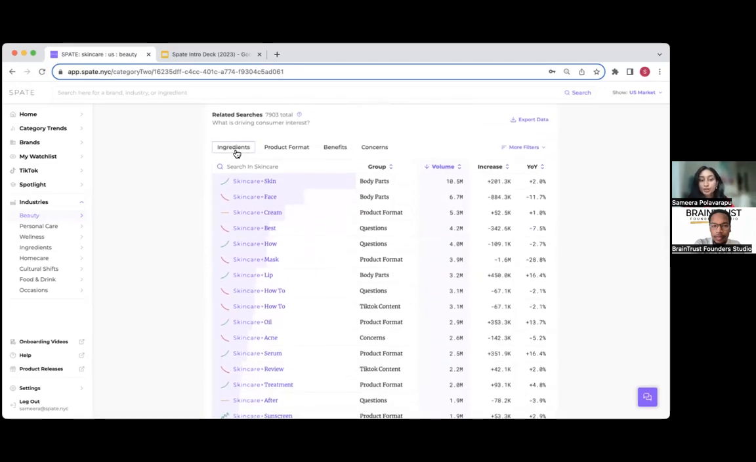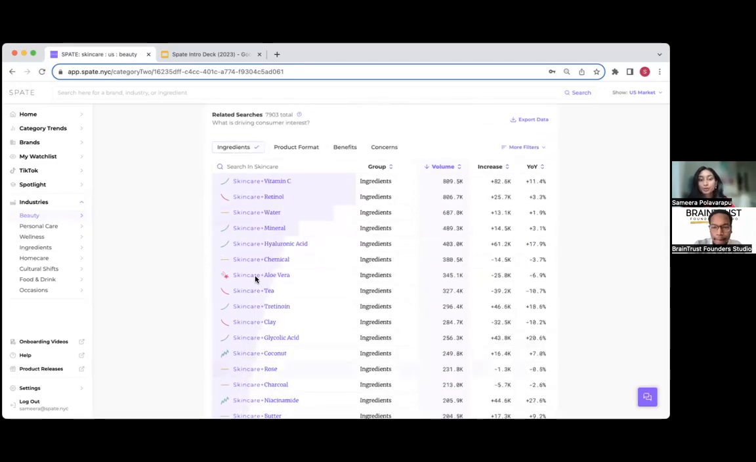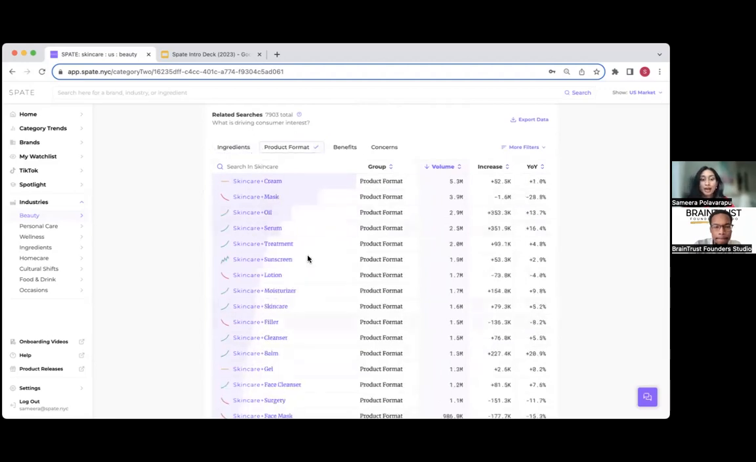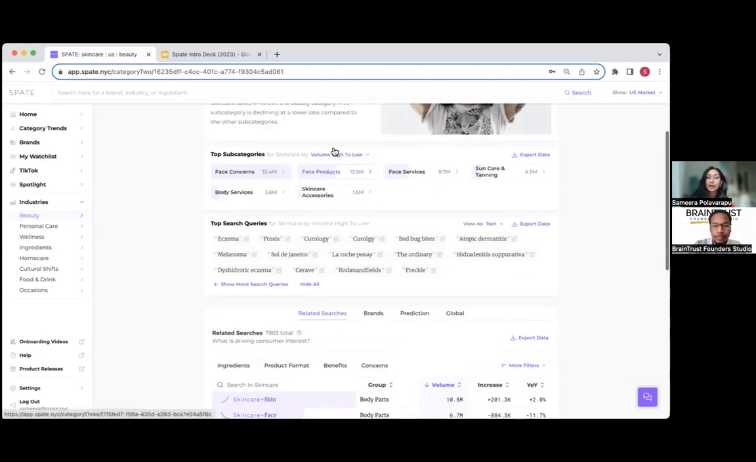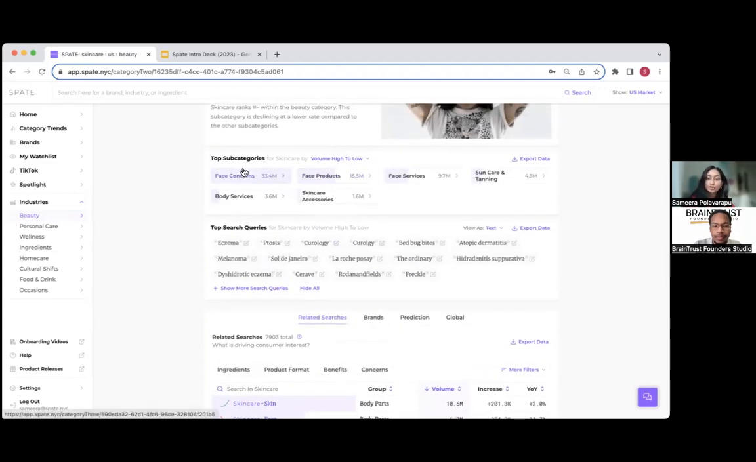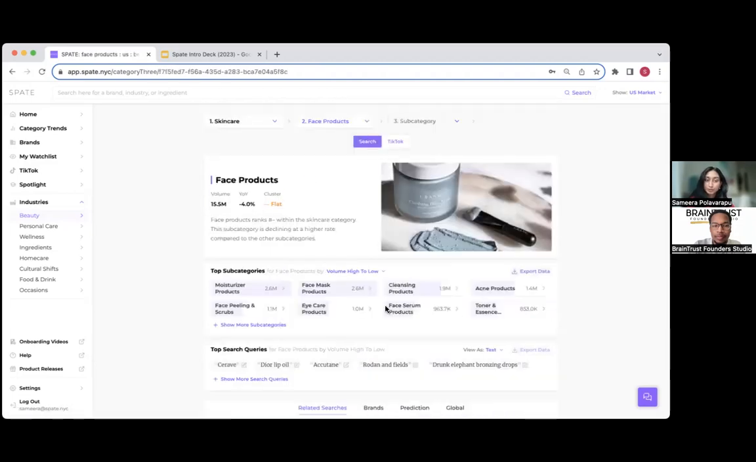So here you're able to, again, if you want to look for all of the most popular ingredients in skincare or the most popular formats, you're able to see that. The benefits that people are looking for, the concerns, you can see all of these different things, and that's a great tool for, again, positioning. But you can also do that on every more specific page as well.